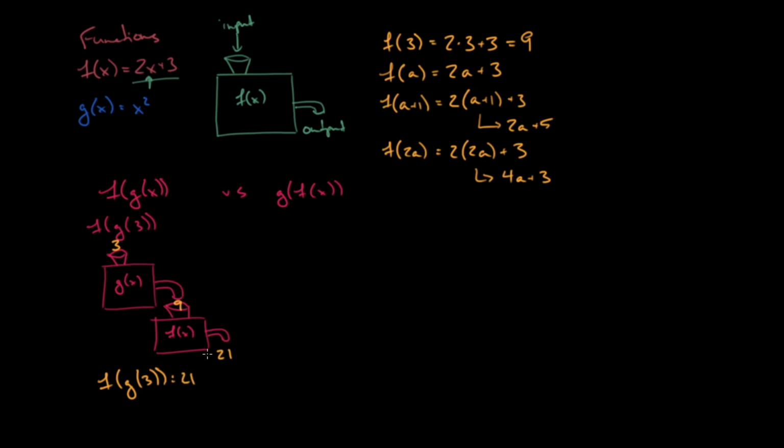This is a little bit confusing because the way we read this is we read the f first, but that's not actually what's getting done first. What's getting done first is the inside part, the g of 3 here. Okay, so this is a little bit different than if I would have flip-flopped these.